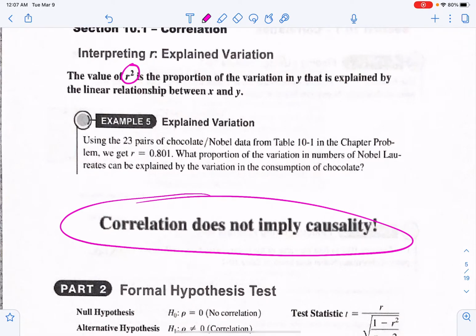which talks about the value of r squared, which we talked about yesterday. And it says if our value of r is 0.801, r squared is going to tell you the percent of data that lies on your line, which they write as the proportion of the variation in y that is explained by the linear relationship between x and y.